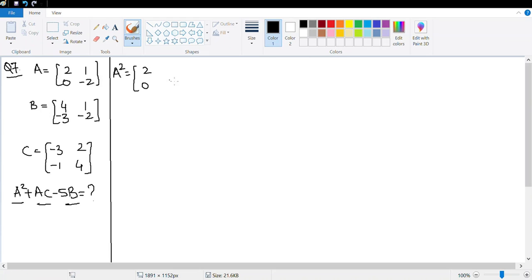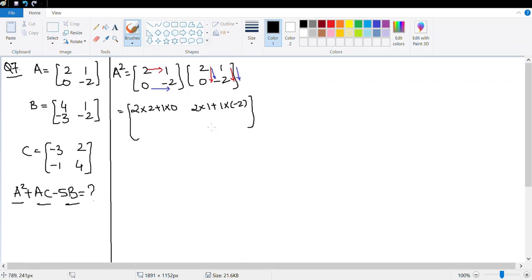So it is 2, 0 and 1 with negative 2, and I multiply this with 2, 1, 0, negative 2. Like we know, we will multiply row 1 with column 1 and then with column 2, and then we'll multiply row 2 with column 1 and then with column 2. So let's start multiplying. So it'll be 2 into 2 plus 1 into 0, that's my first term. Then is 2 into 1 plus 1 into negative 2. Next is 0 into 2 minus 2 into 0, and then it's 0 into 1 minus 2 into negative 2.